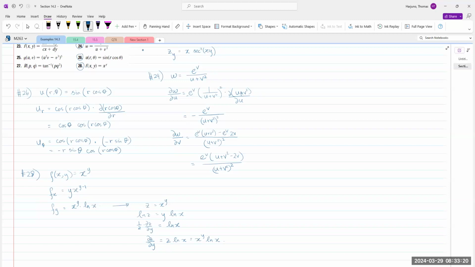Okay, that's from Calc 2 though. In Calc 2, we know that if we have z equals e to the x, then the derivative with respect to x will be just e to the x. Now, what happens if we have base a to the x? Then the derivative is itself times the change of base. Right? That's from Calc 2.